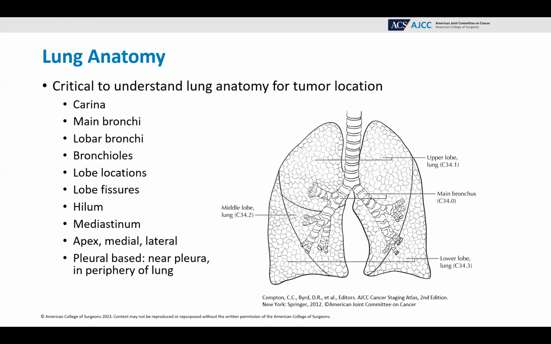It's important to understand the lung anatomy to get the tumor location correct. There are many different structures in the lungs, including the carina, the main bronchi, the lobar bronchi, bronchioles, lobe locations, lobe fissures, hilum, mediastinum, the apex, medial and lateral positions, and pleural-based, which means it is near the pleura in the periphery of the lung.